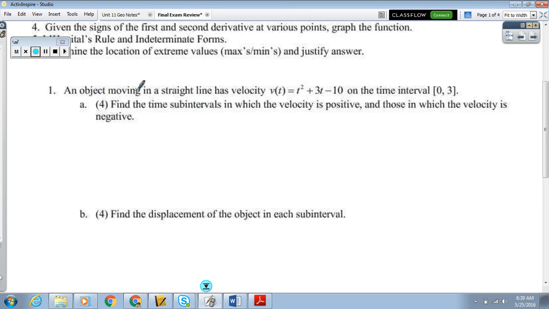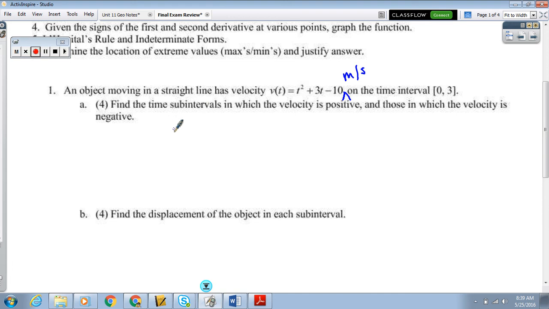So our first question says an object is moving in a straight line and has a velocity that's modeled by this function. I probably should have given it some units, my bad. Let's do meters per second, on the time interval 0 to 3. Find the time subintervals in which the velocity is positive and those when the velocity is negative.